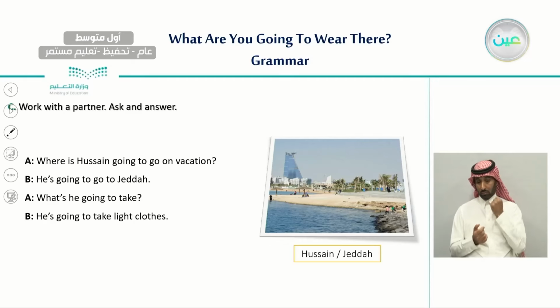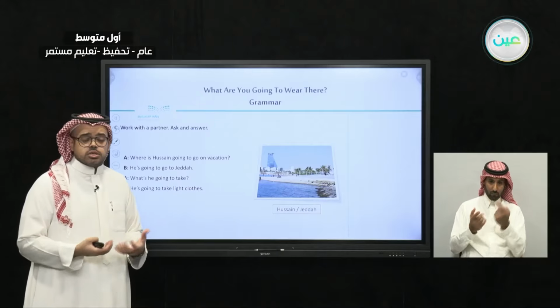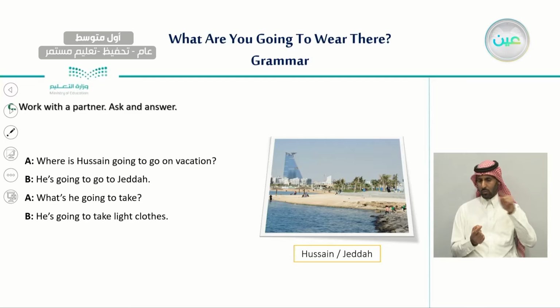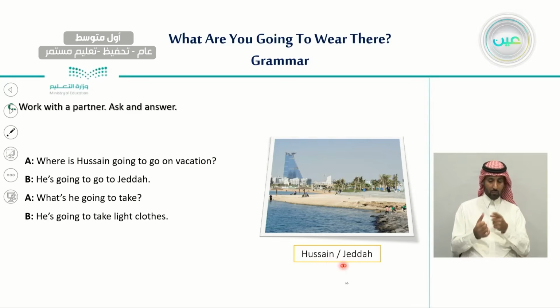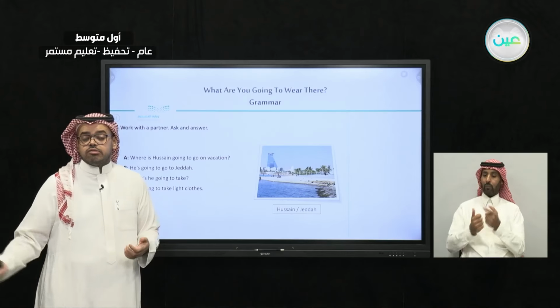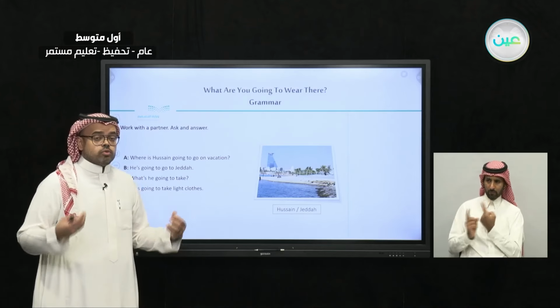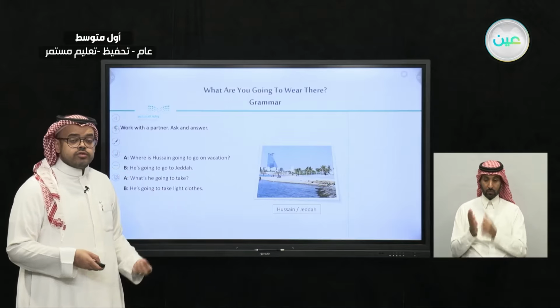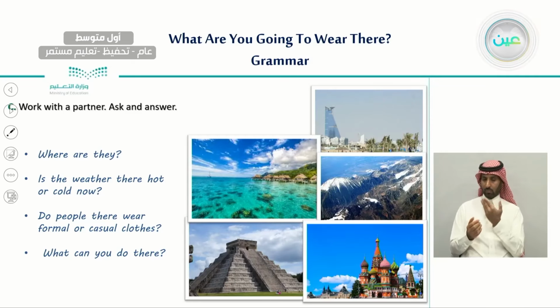So what I need from you now is to have a look at these pictures and try to form a conversation that is similar to this. In the first one here, this is an example. You'll see under each picture a name of a person and then the name of the place. So here we have Hussein in Jeddah. And we can form a question. You can ask a family member or a classmate or a friend of yours to have a look at these pictures and form a simple conversation. And you can use the answers we have already discussed about these pictures.